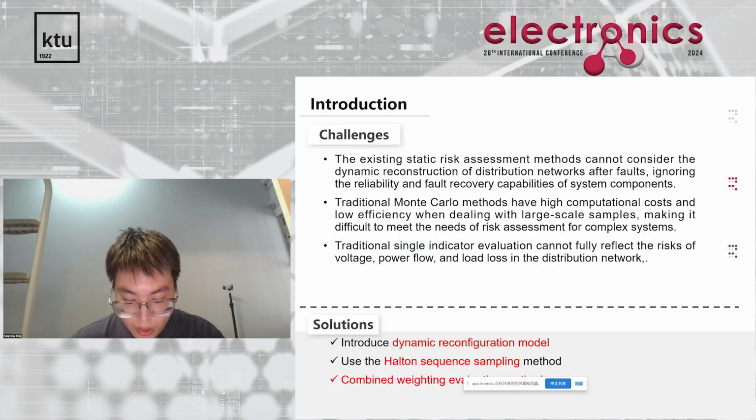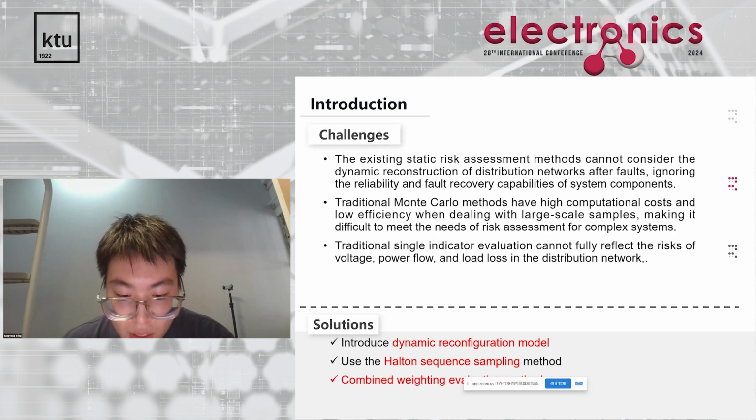To address the first challenge, we proposed a dynamic risk assessment model that incorporates a distribution network reconstruction model combined with the output prediction of distributed power sources and the reliability of system components to enhance the ability to recover from faults and the safety of system operations.